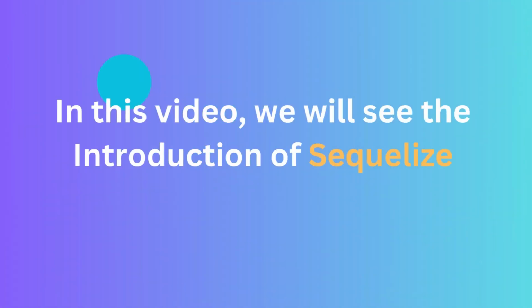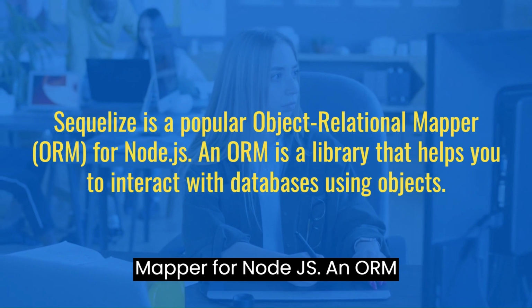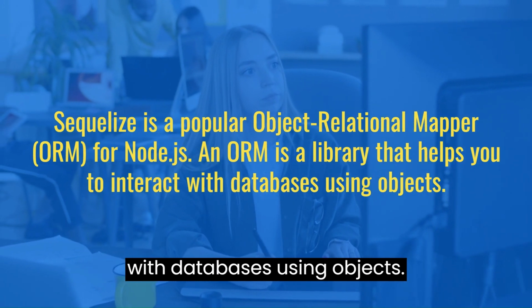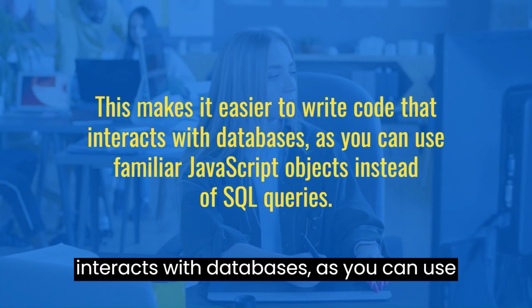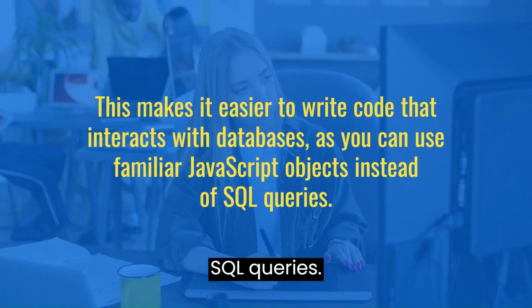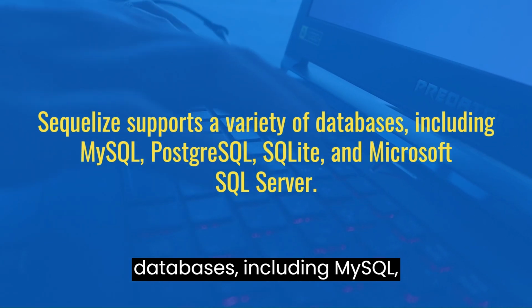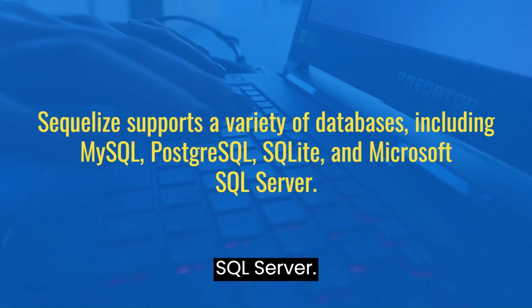In this video, we will see the introduction of Sequelize. Sequelize is a popular object relational mapper for Node.js. An ORM is a library that helps you to interact with databases using objects. This makes it easier to write code that interacts with databases, as you can use familiar JavaScript objects instead of SQL queries. Sequelize supports a variety of databases, including MySQL, PostgreSQL, SQLite, and Microsoft SQL Server.